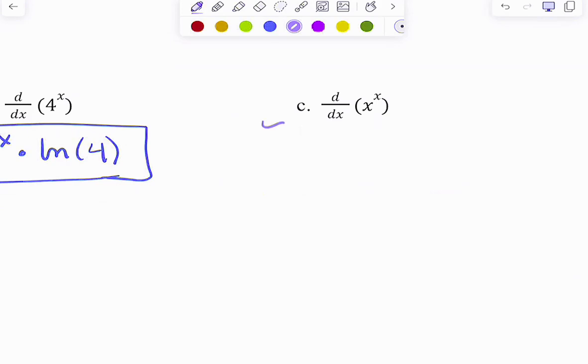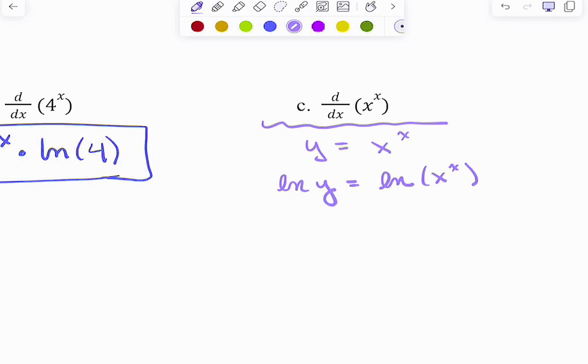So let's rewrite this as y equals x to the x. In order to get x out of an exponent, that's exactly why logs were invented. Mathematicians invented logs to deal with exponents. So let's take the log of both sides. The natural log of y equals the natural log of x to the x. Is this legal? Yes. As long as I'm doing the same thing to both sides of the equation, totally legal.